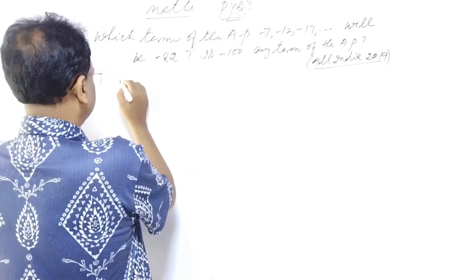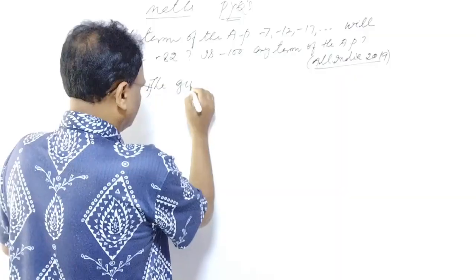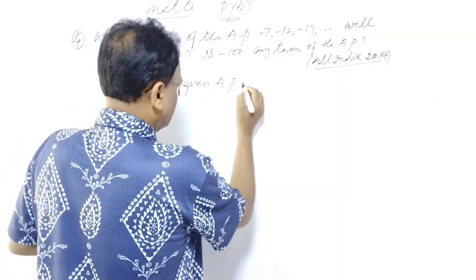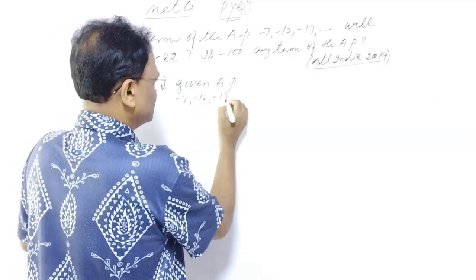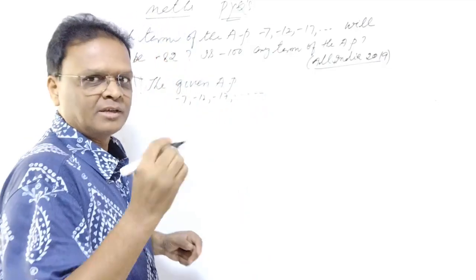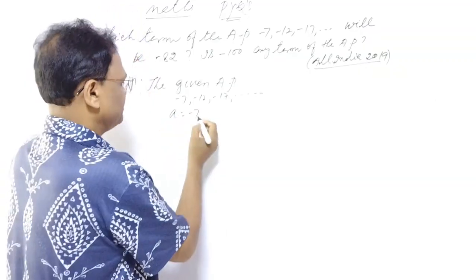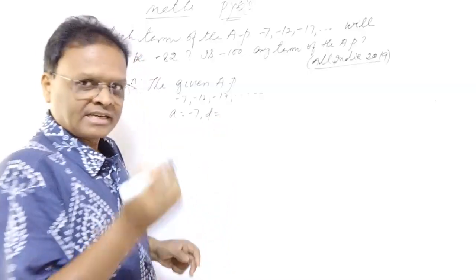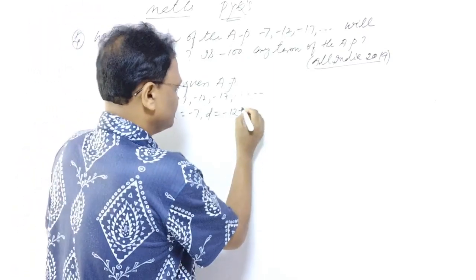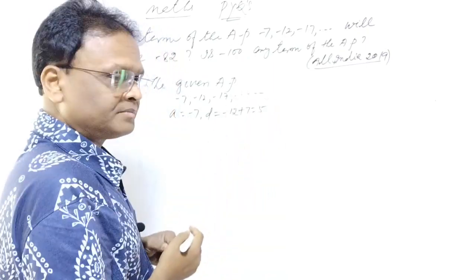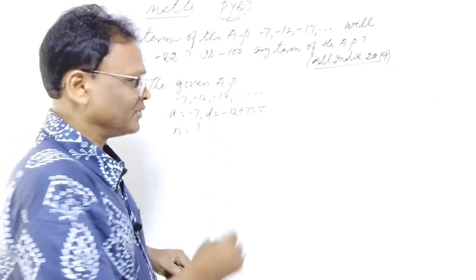Let's see how to find it. Now the given AP is minus 7, minus 12, minus 17 and so on. What is A? A is minus 7. What is D? D is the second term minus the first term, which is minus 5. So D is minus 5. It is asking which term, which means we need n.